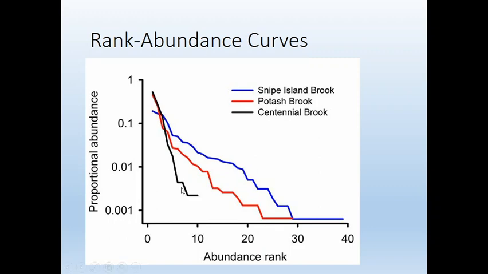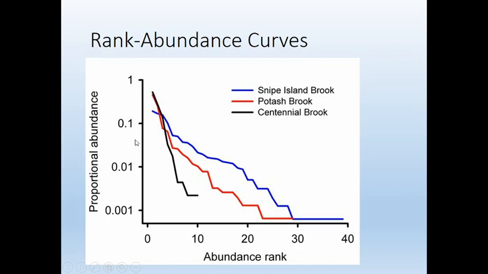And we can find species richness really quickly, because species richness is just how far it goes on the x-axis. So if you look here, Centennial Brook has fewer species than Potash Brook, which has fewer species than Snipe Island Brook. And because this is log transformed here, right? So 0.001, 0.01, 0.1.